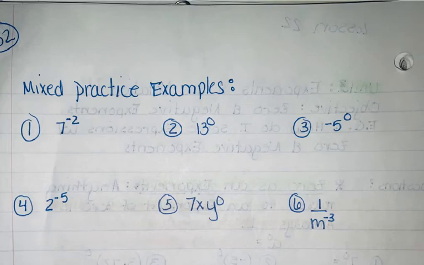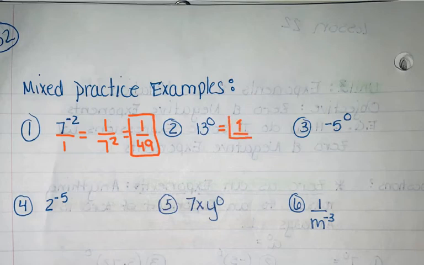Okay, so let's work on some mixed practice here. So I see a negative exponent, so I need to switch that and turn it positive. So this is going to become 1 over 7 squared, which is the same thing as 1 over 49. Now I see 13 to the 0 power. Anything raised to the 0 power is 1. I see negative 5 raised to the 0 power, but notice that negative is not in parentheses. So this would be negative 1 times 1, or a negative 1.